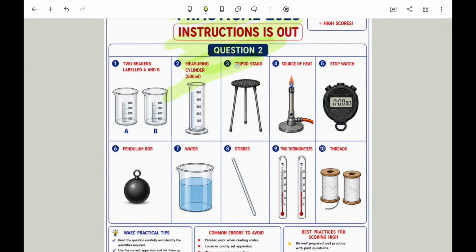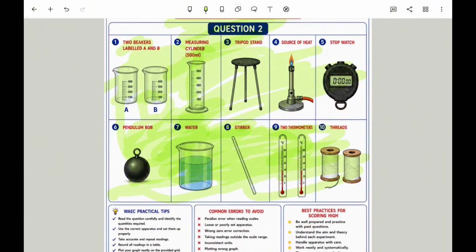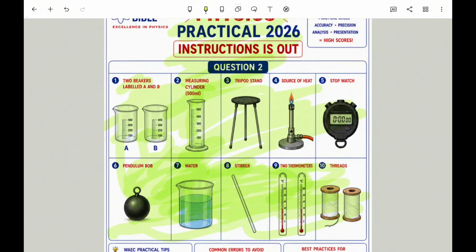Now, still under question 2, it can be funny sometimes. The fact that they listed this apparatus or instruments doesn't mean that they are going to use all of this. Since we're having alternative A and alternative B, they might decide to pick any of this because you can see pendulum bulb here, you can see beaker containing water, you can see measuring cylinder and the rest. So they can decide to take this in another format, and if they do, this is the second question that can likely come out under question 2.